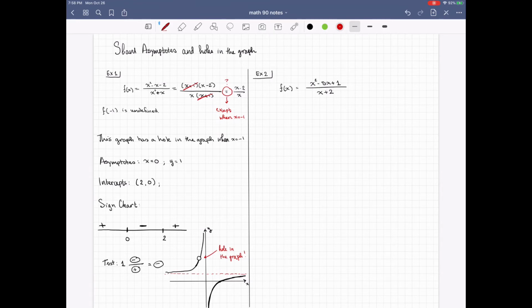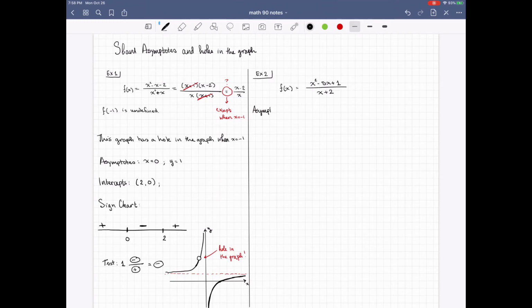Now, let's look at the second example. So the second example, you'll notice the numerator doesn't factor. x squared minus 5x plus 1 doesn't factor nicely. And then we have x plus 2 in the denominator. So at first glance, this doesn't look that unusual, but there is something interesting here. So we're just going to launch right in, talking about the asymptotes.